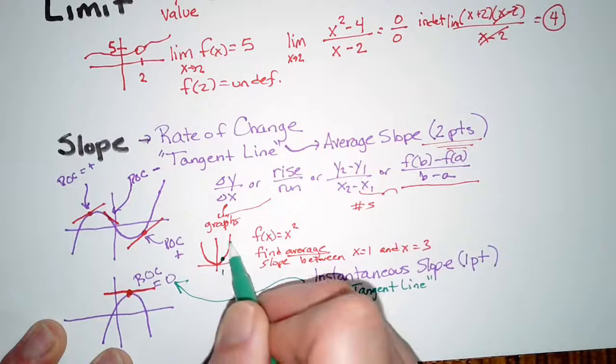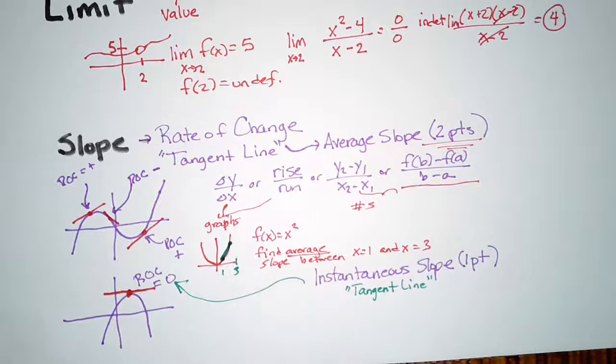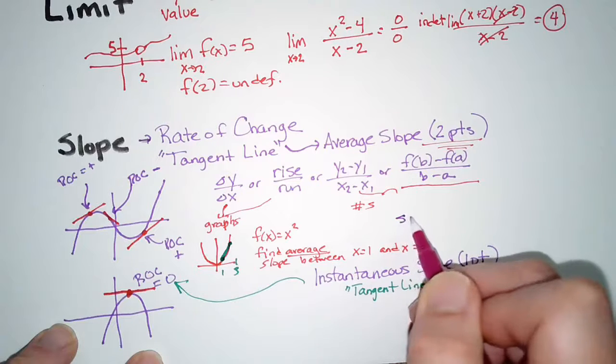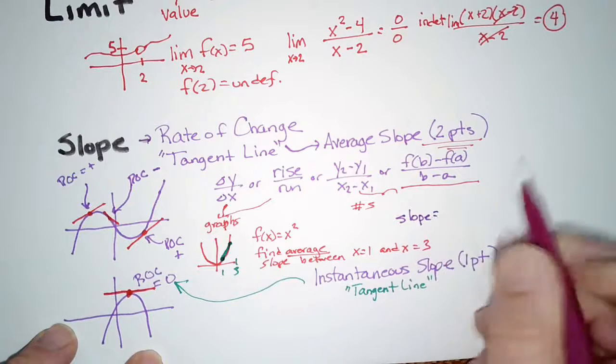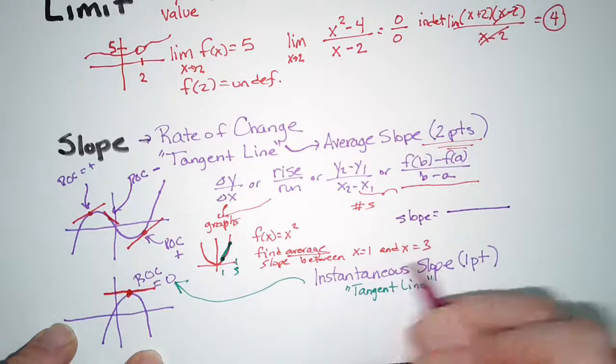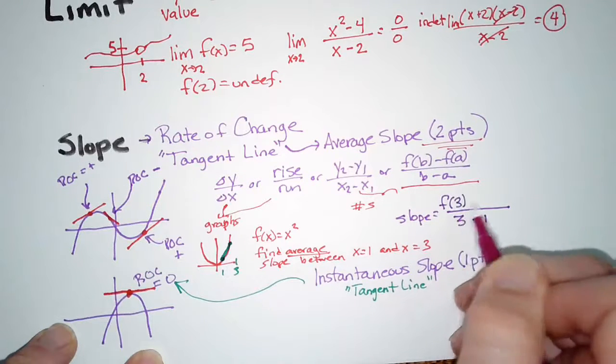Here's x equals 3. It'd be the slope of this line right here, which would be the same as rise over run. So what I'm going to do is use my fib-faba formula. So slope is equal to, it doesn't matter the order I put these in as long as they stay consistent. I'm going to go 3 minus 1 over f of 3 minus f of 1.